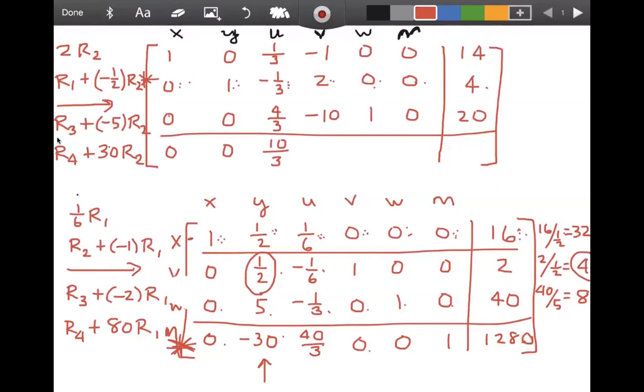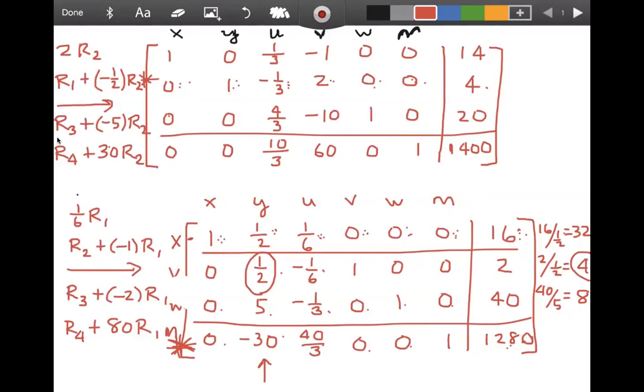0 plus 30 times 2 is 60. 0 plus 30 times 0 is 0. 1 plus 30 times 0 is 1. And 1,280 plus 30 times 4 is 1,280 plus 120, which is 1,400. All right, and that's good news because notice we don't have any more negative numbers in the bottom row.